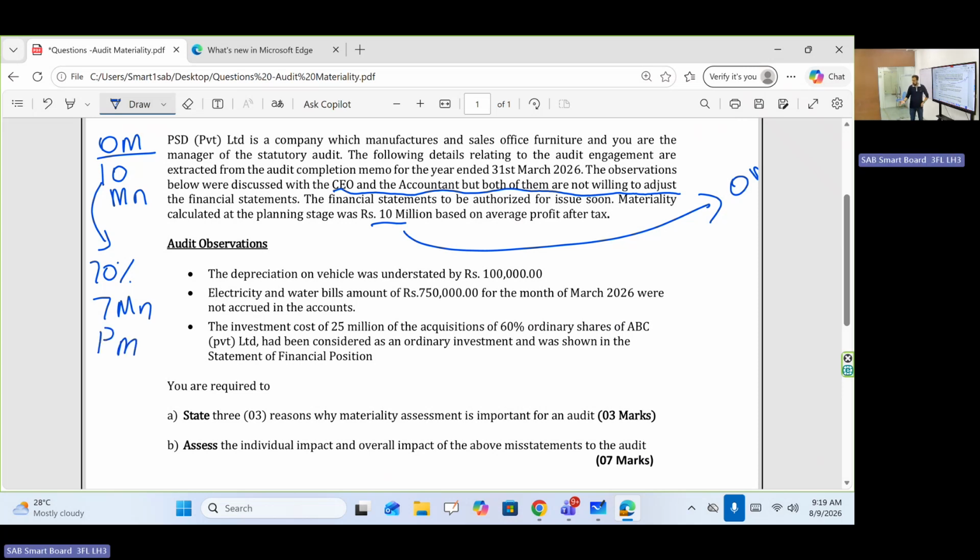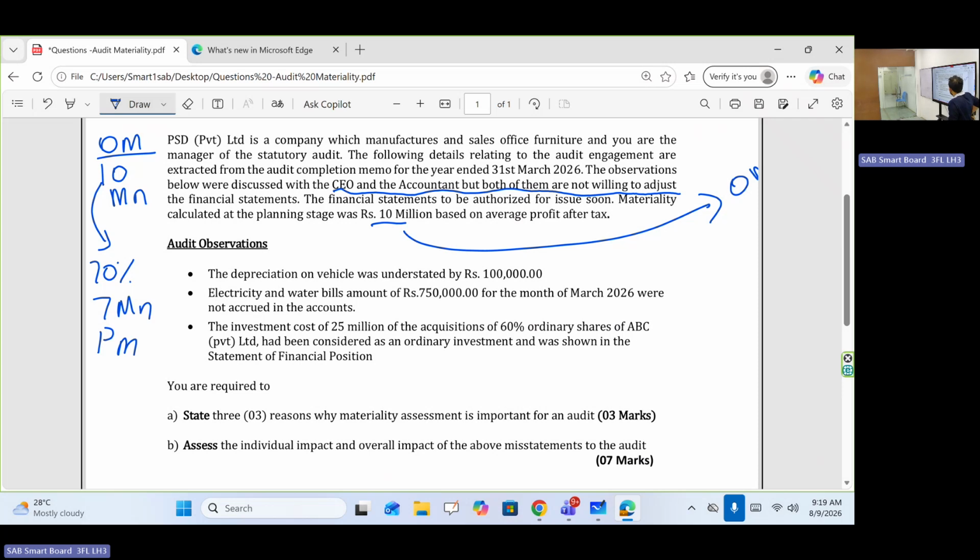Both answers are okay. If you want, you can calculate PM; otherwise you can go ahead with the 10 million OM. No issue, both answers can be accepted. I have calculated 70%. If you take 60%, that is also okay; if you take 80%, that is also okay. In this discussion I have taken 70%, 7 million. Now one by one we will discuss the observations.